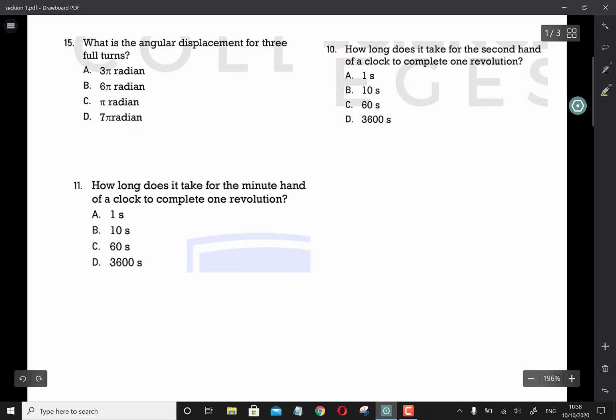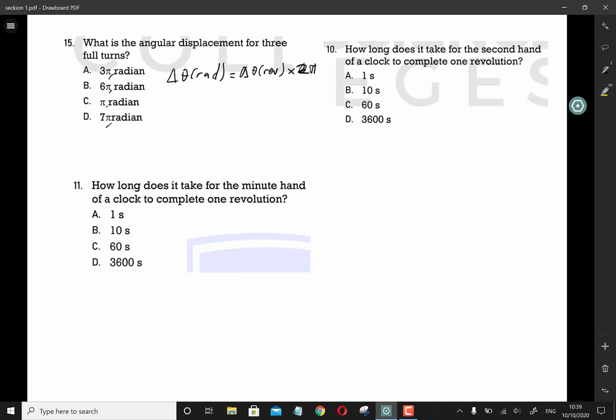Question number 15 is the next one. What is the angular displacement for 3 full turns? So we are going to convert turns to radians. Turn means revolution, 3-fold revolution or 3 full rotations. We know that every 1 revolution is equal to 6.28, so we should multiply the revolutions by 6.28 or 2 pi. The answer is given according to pi, so it is better to write 2 pi.